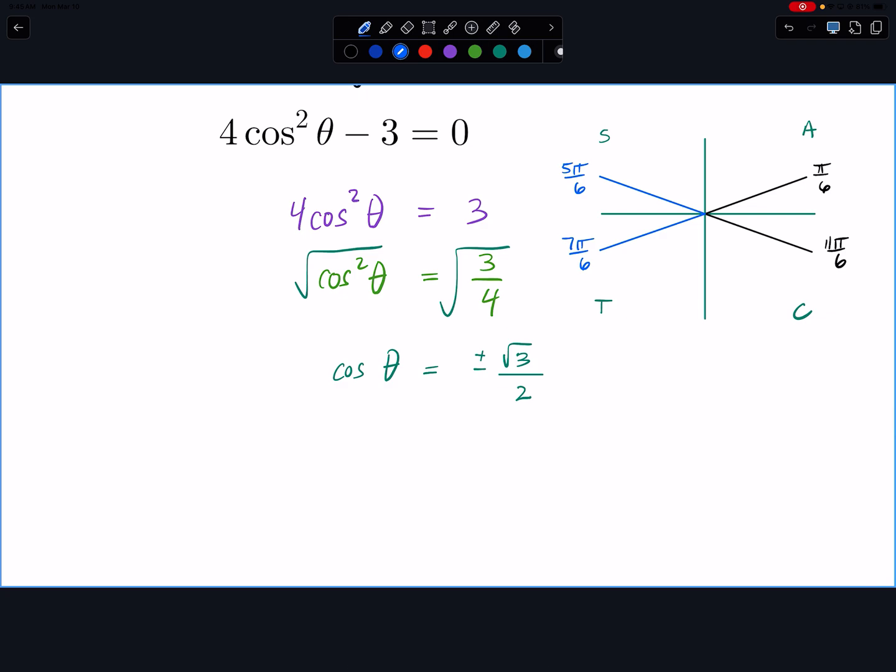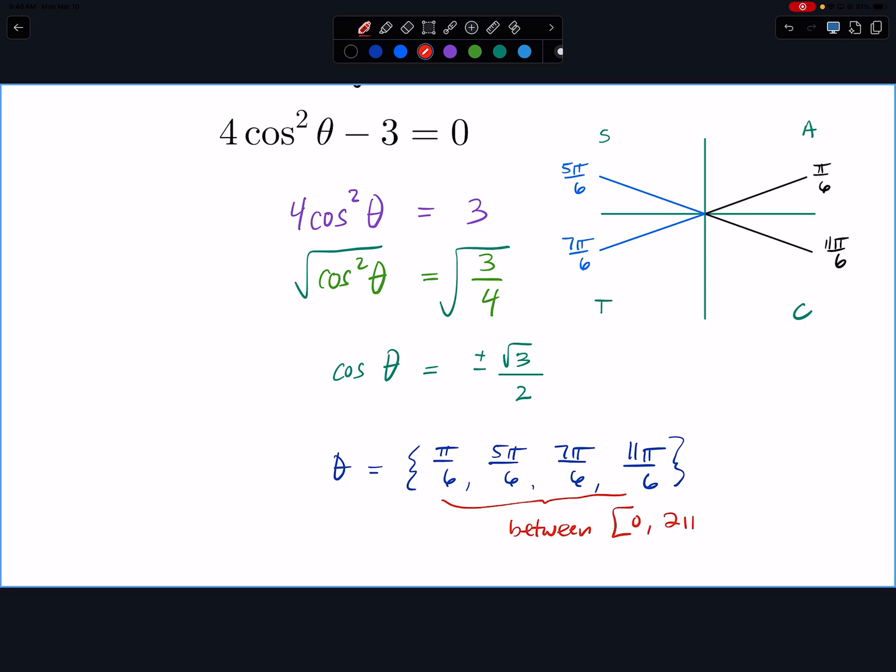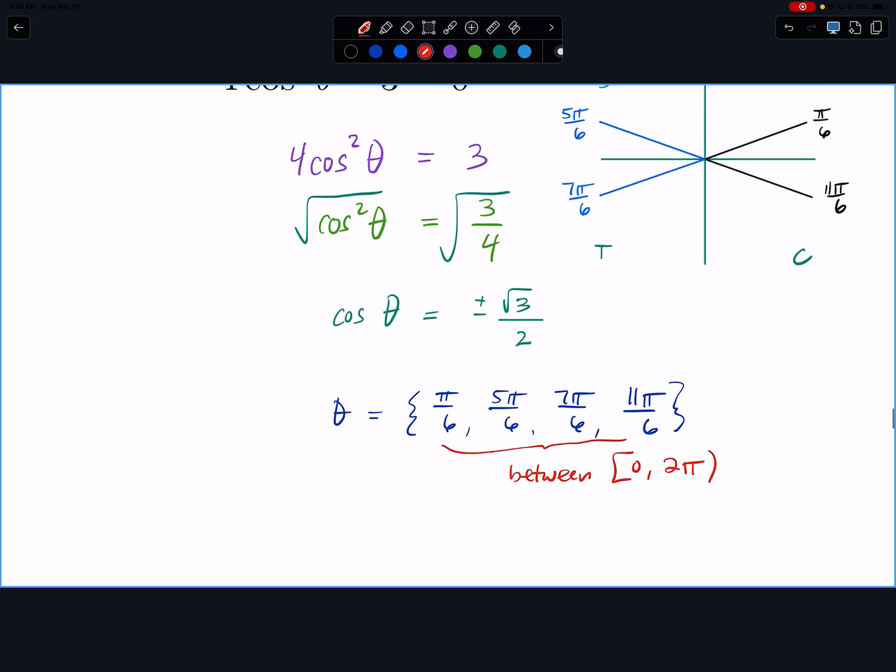Theta is equal to then what? What goes first? Pi over 6, comma, 5 pi over 6, comma, 7 pi over 6, comma, 11 pi over 6. And then just remember that this is between 0 and 2 pi. So this is our solution set.